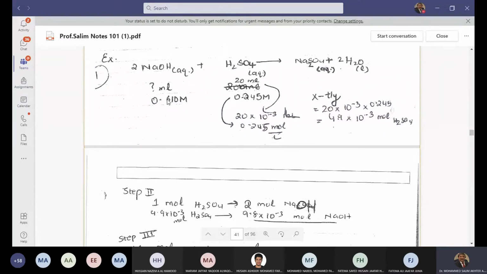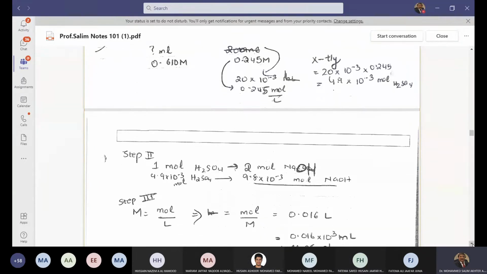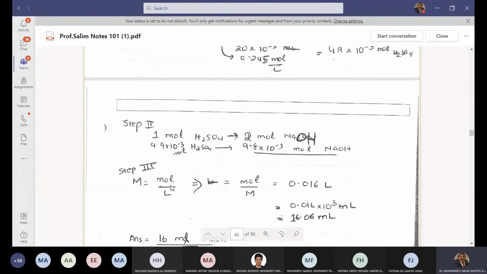I know molarity. I know moles. Can I get volume? Of course. Molarity is equal to moles over liter. I know molarity, I know moles. Can I get liters? The volume will be 0.016 liter, and if I multiply by 1000, I will get milliliters. And your question will be easy. Any question from step number 1?